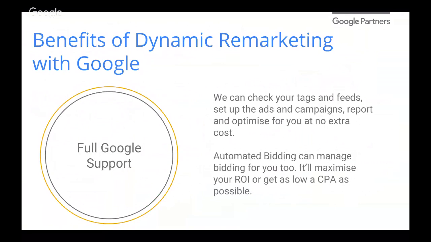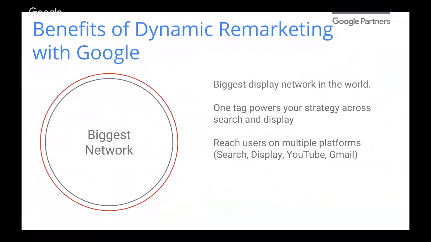Another thing that's particularly good, Donald said this, is that there's full Google support for your feed implementation and your tagging to make sure everything's working well. And then, of course, the advantage of being on the biggest display network and across all inventories. So 77% of image ads are covered across GDN, 18% in text ads, and of course, the native Google inventory that you will see across YouTube and Gmail as well. So you reach a massive amount of users across multiple platforms: Gmail, YouTube, display, and search.